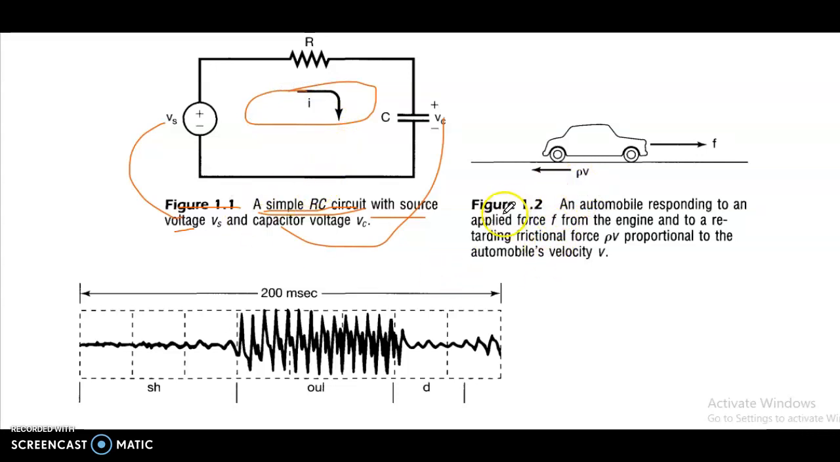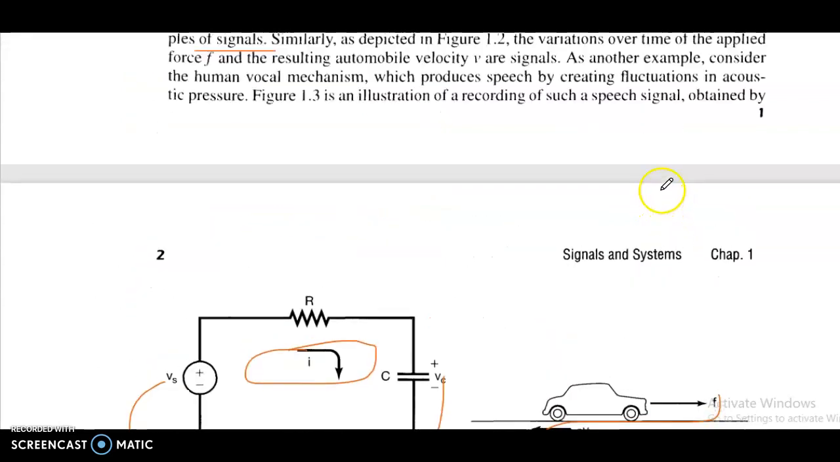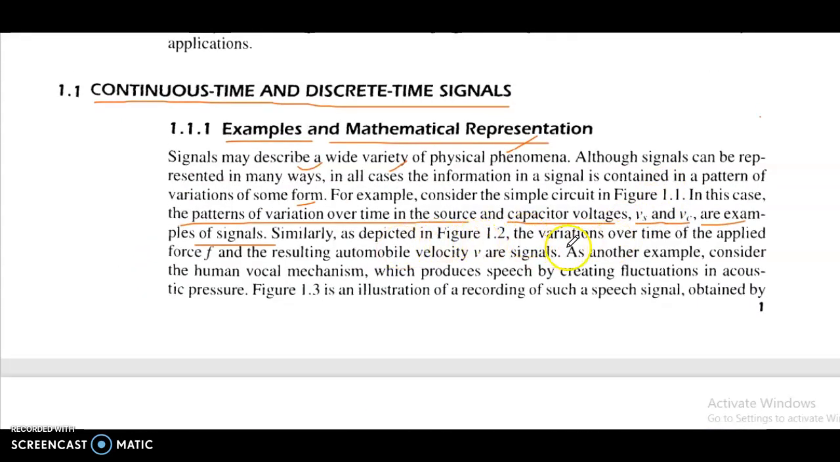In figure 1.2, an automobile responds to an applied force F, which is the applied force from the engine, and to a retarding frictional force rho v proportional to the automobile velocity. The variations over time of the applied force and the resulting automobile velocity v are signals.